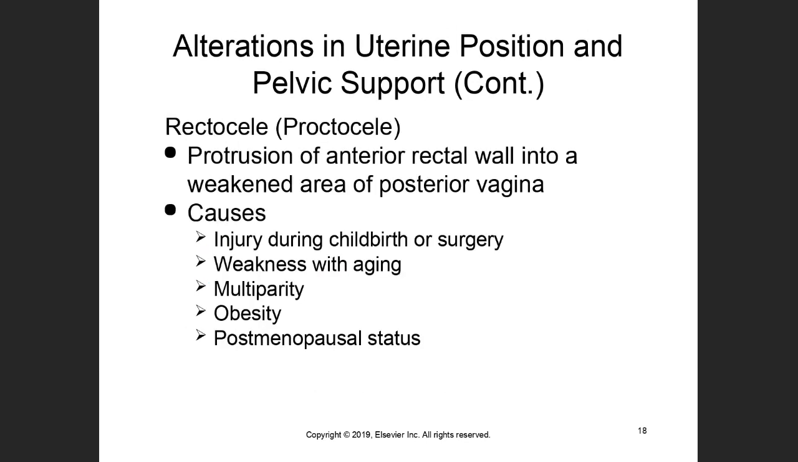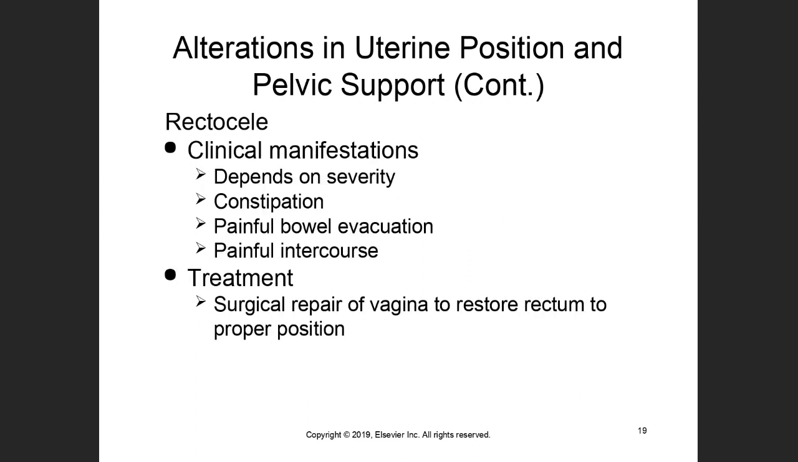Rectocele. Okay, we have cystocele, which is a cyst of the urinary bladder. Rectocele is a cyst of the rectum. It's a protrusion of the anterior rectal wall. It's a cyst from the rectum that protrudes into the vagina. Causes: injury during childbirth or surgery, weakness with aging, multiparity, obesity, and postmenopausal status.